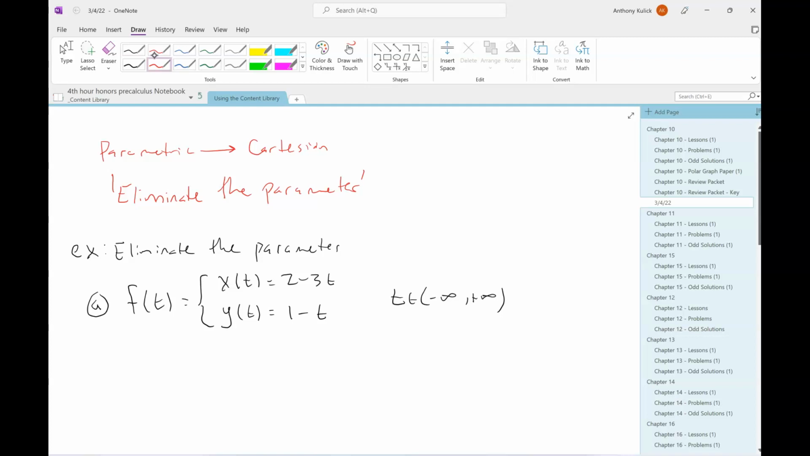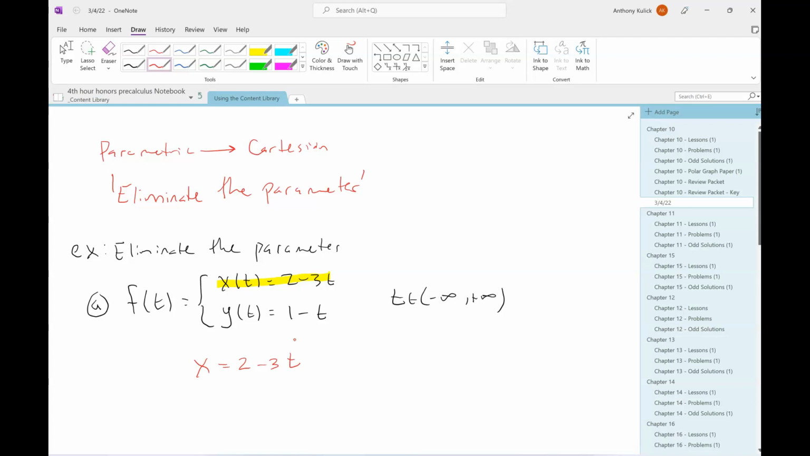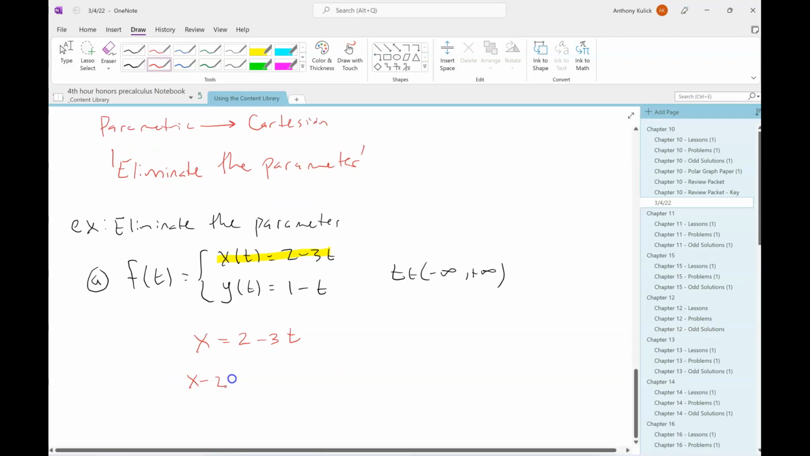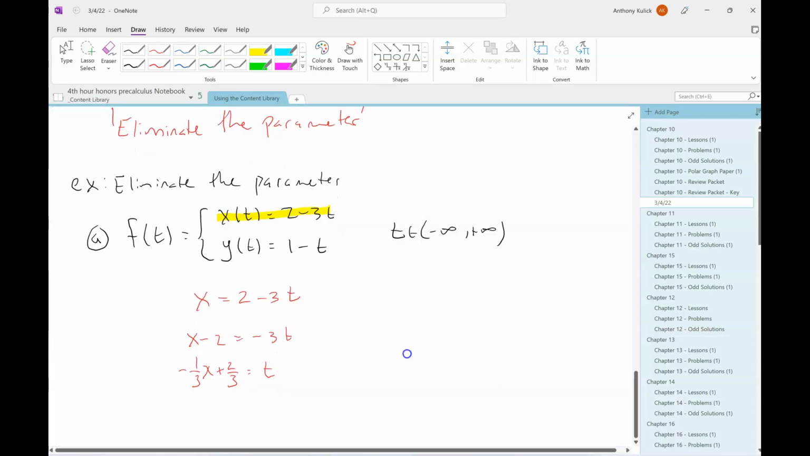Okay. So the trick here is we're going to start with the parametric equation for x, and instead of writing x of t, we're just going to write that as x, and then we're going to solve this for t. So we'll subtract 2 from both sides, and then divide both sides by 3. Everybody feel okay there? Nothing sneaky.